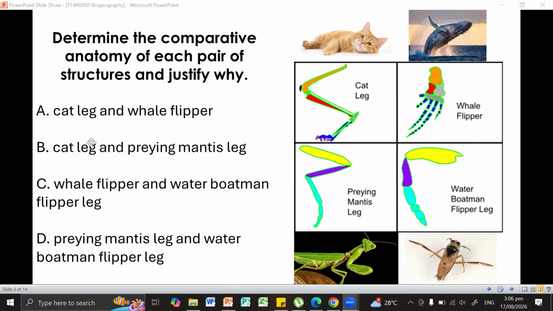Let us answer first the functions of each part. So for cat leg, it is used for walking. For whale flipper, it is used for swimming. Praying mantis leg is used to walk. And the water boatman flipper leg is used to swim.